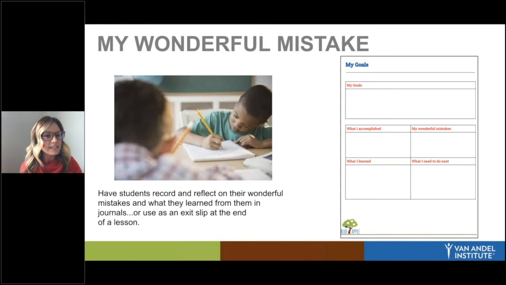This is also a great strategy to use as an exit slip at the end of a lesson as students reflect upon the lesson or the project or the activity as a whole.